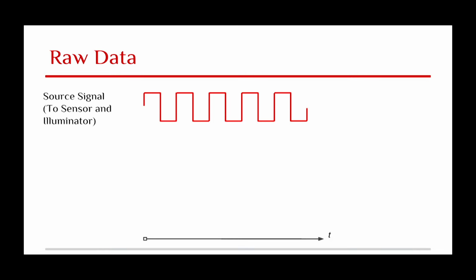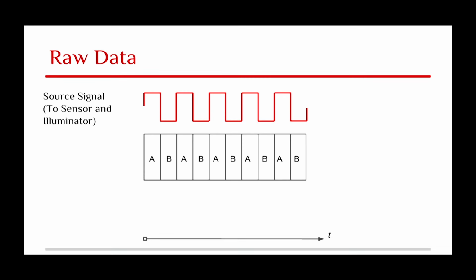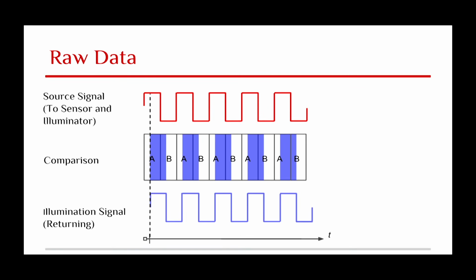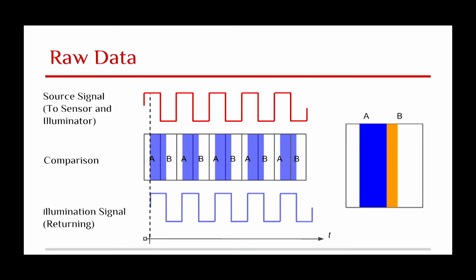First, we have the input signal, which modulates the sensor gates A and B. When the signal is high, gate A is read out. When the signal is low, the B gate is read out. The signal returns later with some phase shift and is cross-correlated with the input signal. Some portion of the return signal is read out by gate A, and some portion is read out by gate B. This proportion of gate A to B will give us our phase shift and therefore our time data that we need.